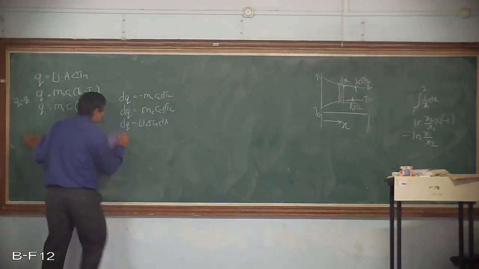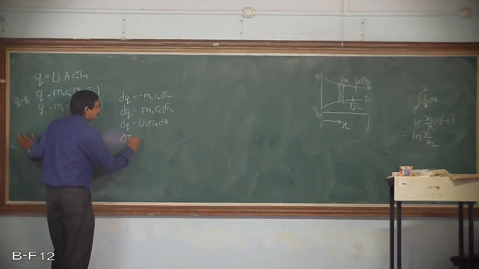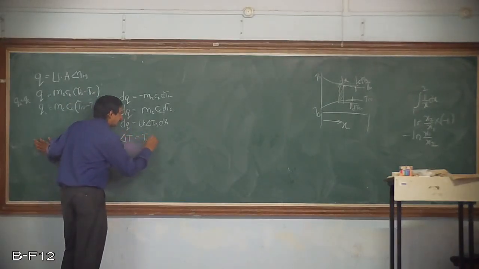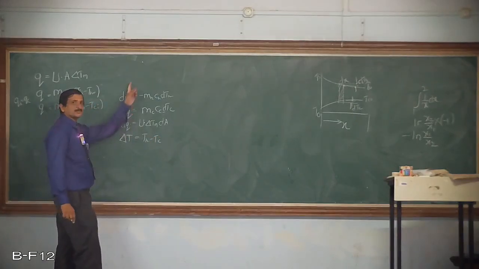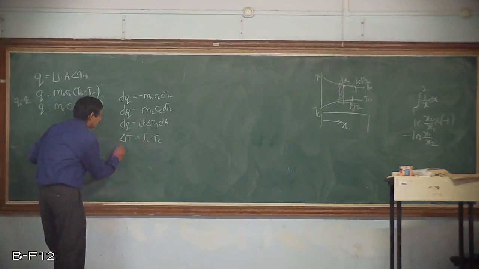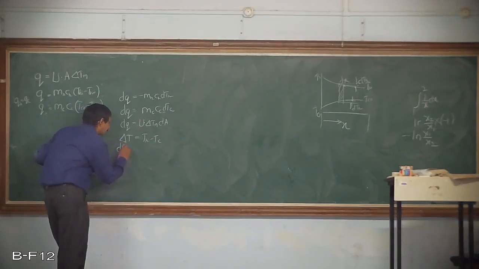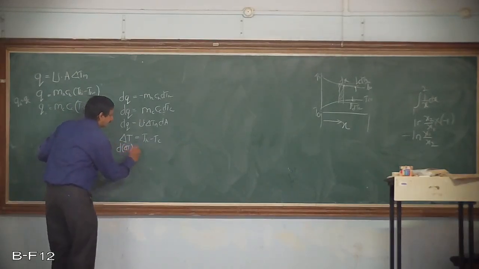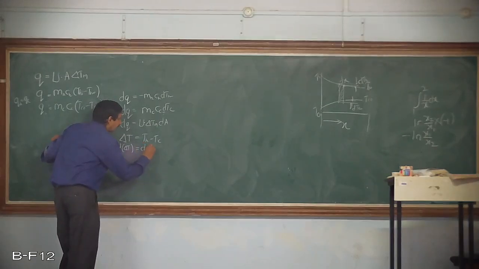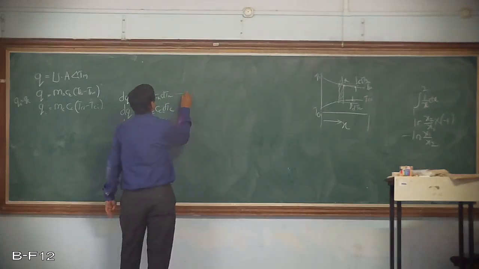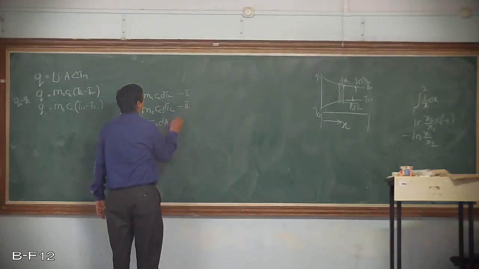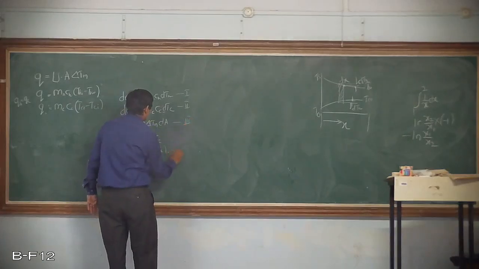So, as you know, this delta T is nothing but Th minus Tc. Okay, so these are the differential form of our equation. In a similar way, d delta T equals d of (Th minus Tc). Let us say these are equation numbers 1, 2, 3, and 4.